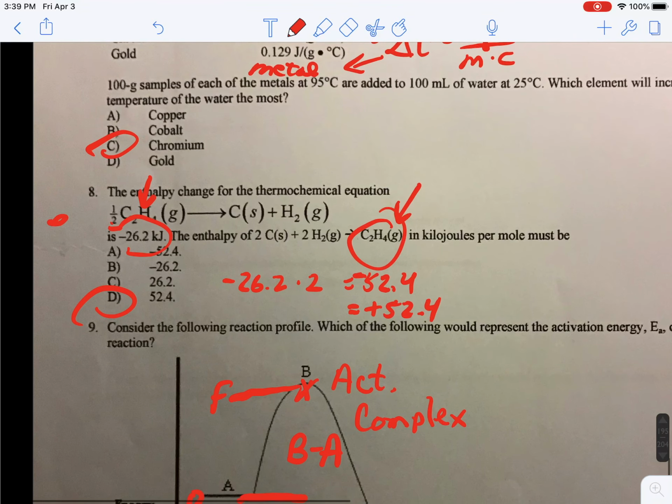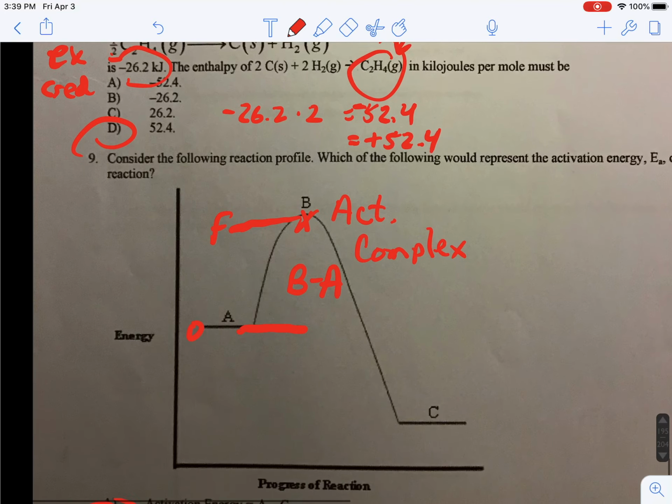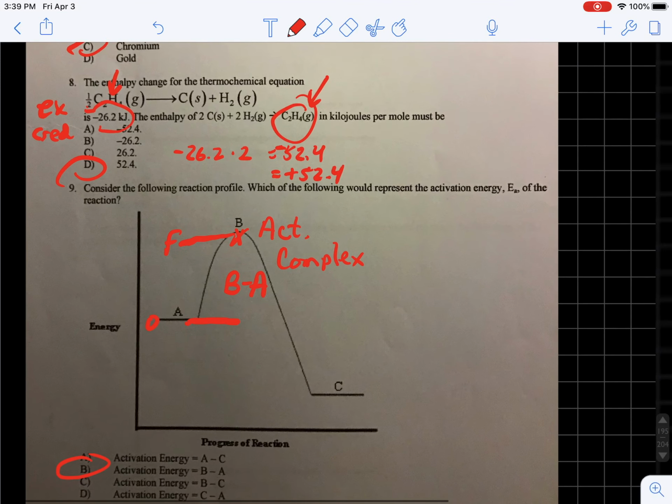Number 8 was extra credit, so I'm not going to go over it. It was a Hess's Law problem.